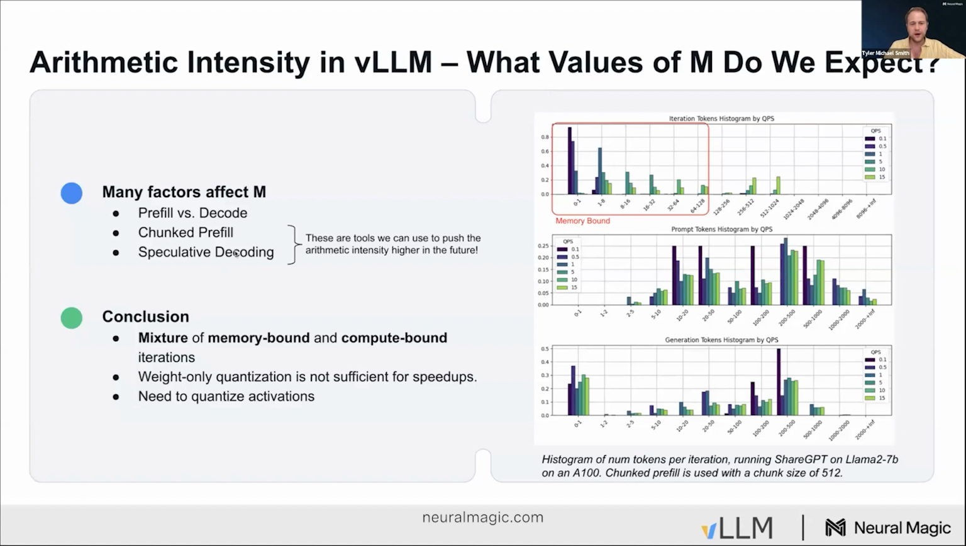Speculative decoding, where you use a draft model to speculate a few tokens and then use more prefills to validate them, can be used to push the number of tokens higher as well. The largest factor is the QPS rate of the system. Higher QPS systems will naturally have a larger batch size. Chunked prefill and spec decoding are tools we can use to push the arithmetic intensity higher in the future.